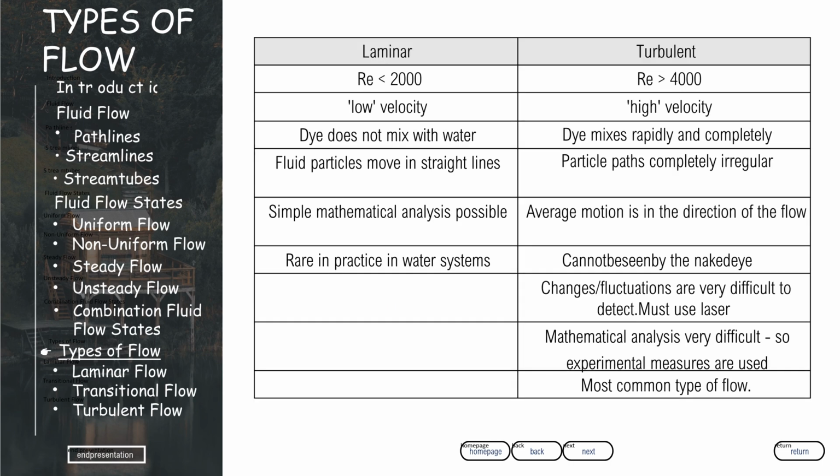The following table shows comparison between laminar and turbulent flow. Besides its Reynolds number value, the laminar flow is classified as low velocity flow, meanwhile turbulent is high velocity. Fluid particles in laminar flow move in straight lines. In contrast, turbulent flow has irregular paths.